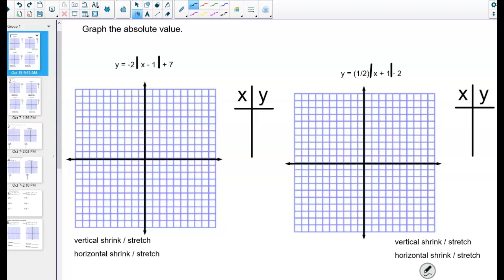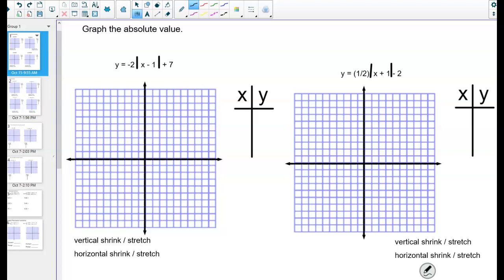All right, so we go through these equations with absolute value. Understand our graph is always going to be a V. And what I'm going to do first is deal with my vertical stretch and shrink, horizontal stretch and shrink, based off the number in front of my absolute value.